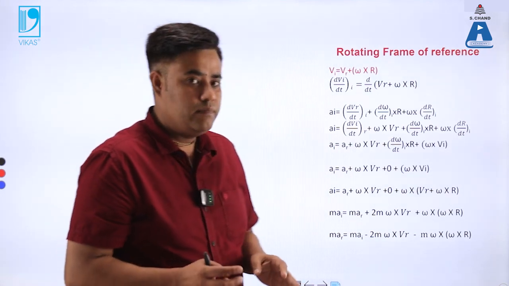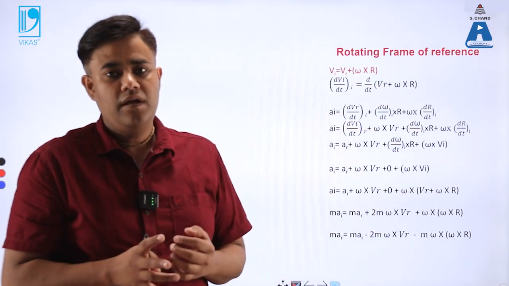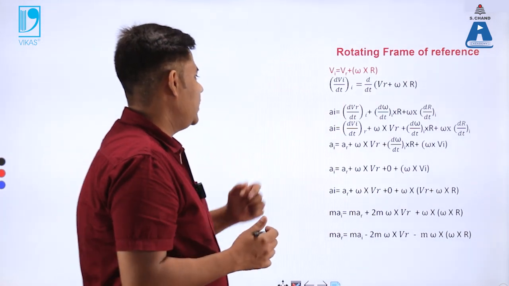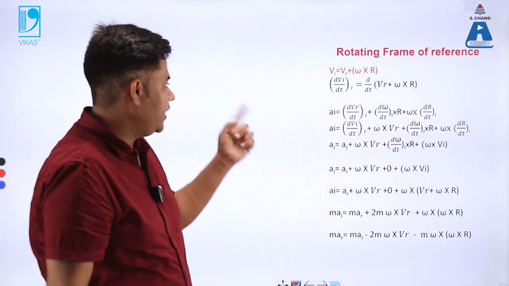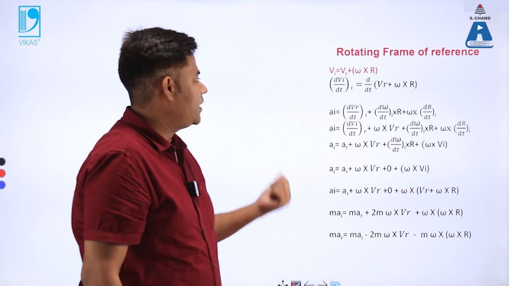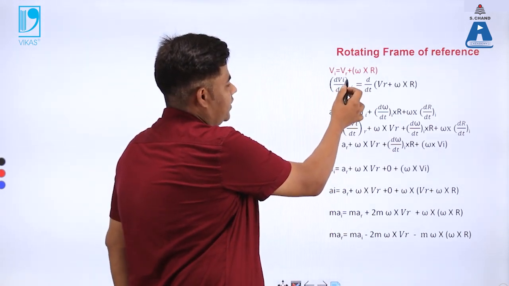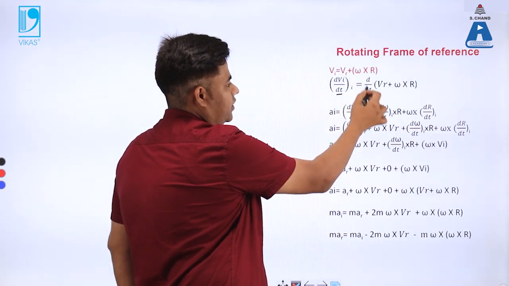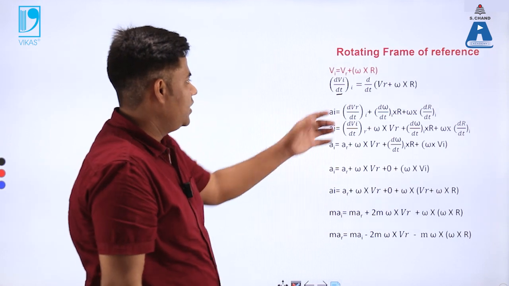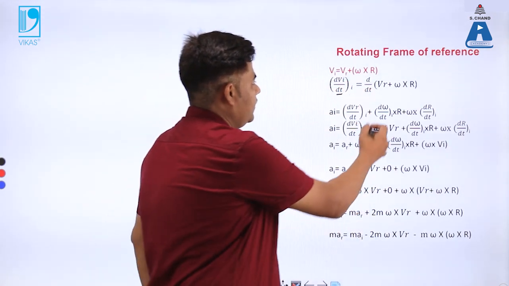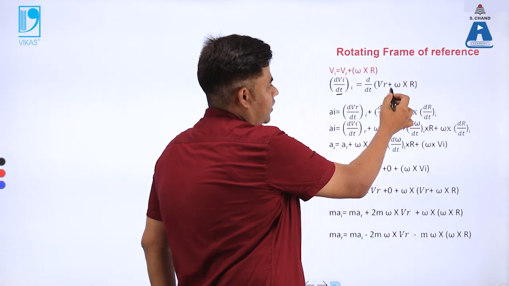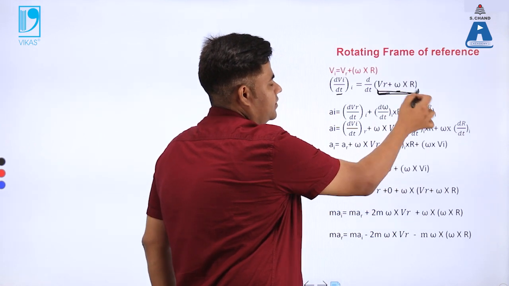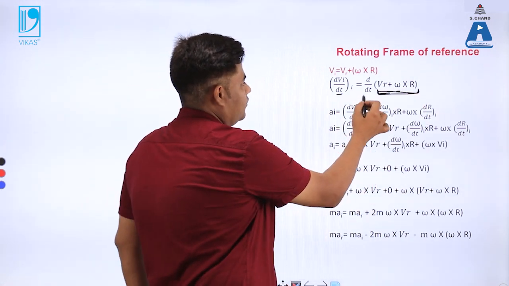But before substituting these values, we want the acceleration derived from this expression. In order to get the acceleration, we need to differentiate this expression with respect to time. So the derivative of vi with respect to time for the inertial frame of reference is equal to d by dt of the same quantity, vr plus omega cross r. If I differentiate this expression with respect to t, what do I get?